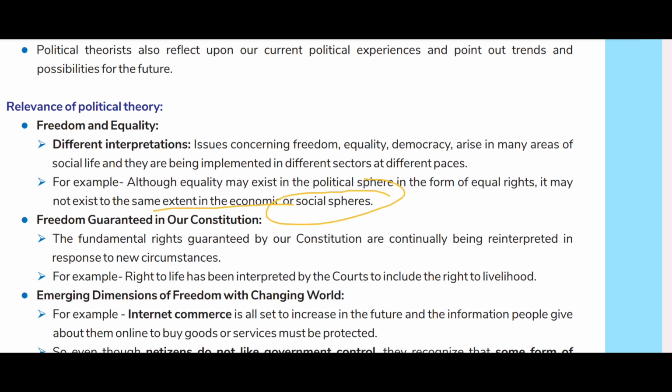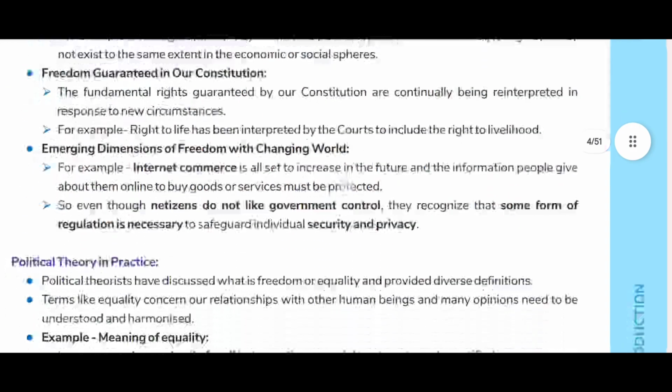Freedom guaranteed in our Constitution. The fundamental rights guaranteed by our Constitution are continually being reinterpreted in response to new circumstances. For example, the right to life has been interpreted by the courts to include the right to livelihood.